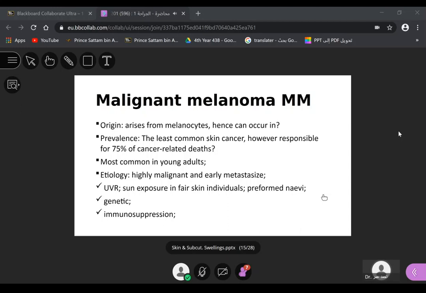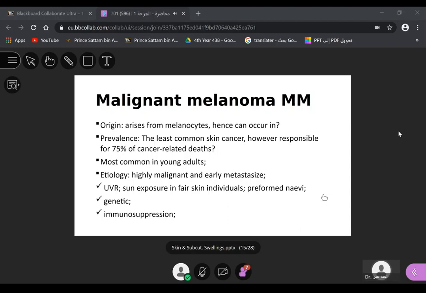Malignant melanoma actually arises from melanocytes, as the name indicates. So mostly these swellings or tumors appear black. However, some melanomas do not have color.